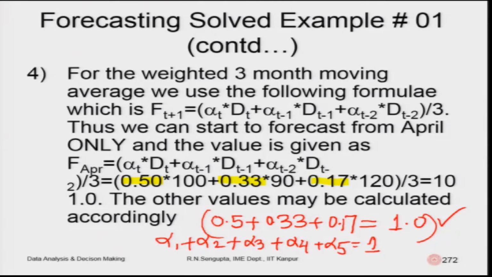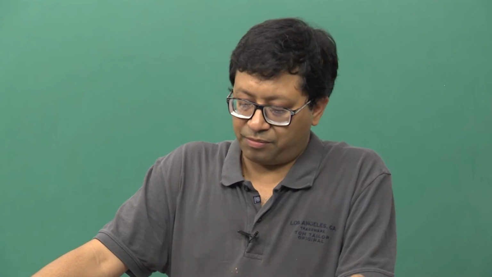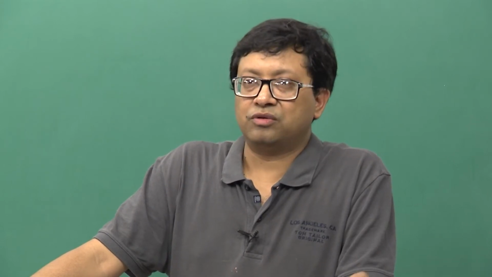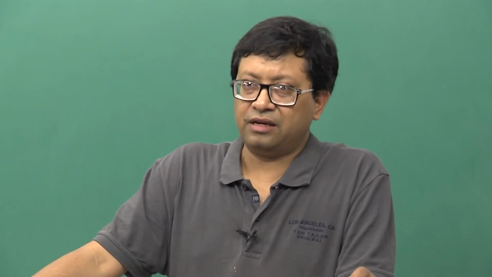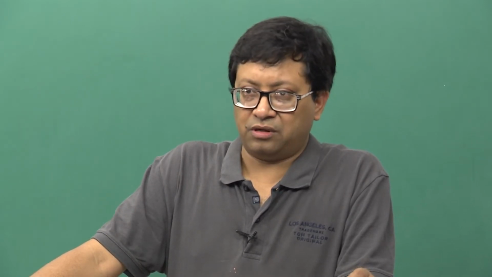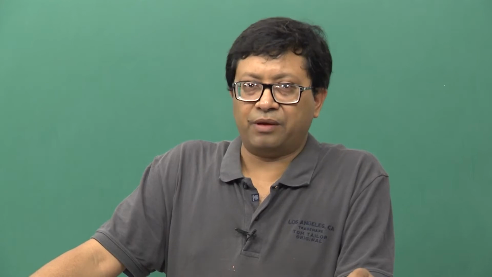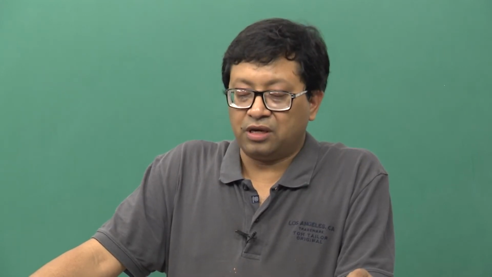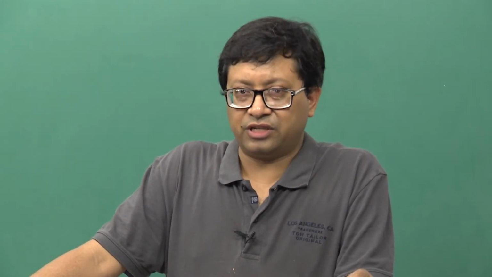So, the forecasted value for T plus 1 would be equal to the weights multiplied by the corresponding demand or Y value for the time period of T minus 2, T minus 1 and T, in order to help us to predict for T plus 1. If it is basically a 5-month moving average, as it is 3 here, we change to 5.